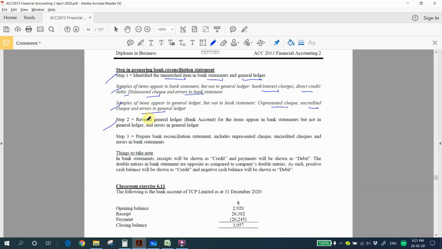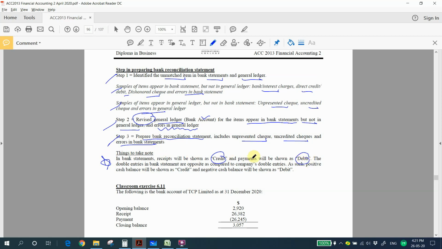Step 2, you need to revise your general ledger, meaning your bank account, for the items that appear in the bank statement but not in your general ledger, and also errors in the general ledger. Step 3, you have to prepare the bank reconciliation statement, including unpresented check, uncredited check and error in the bank statement. One thing to take note: in your bank statement the receipt will show as credit and the payment will show as debit.